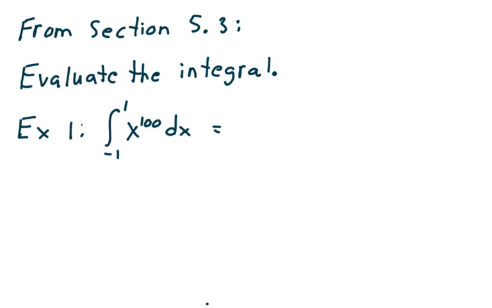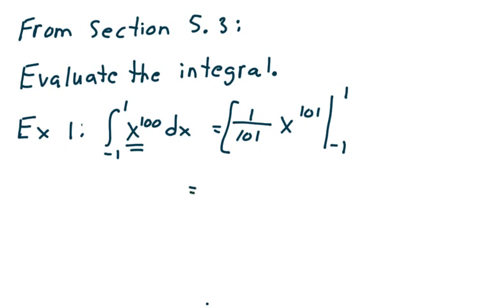And we need to find the antiderivative of x to the 100th. So in other words, can you give me a function so that when I take the derivative, I get x to the 100 back? And the answer is 1 over 101 x to the 101. That's the function whose derivative is x to the 100th. But remember that the lower limit is negative 1 and the upper limit is 1. This is called a definite integral. And so we're going to evaluate from negative 1 to 1.